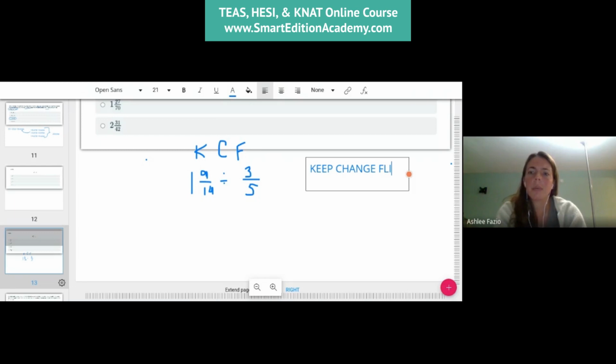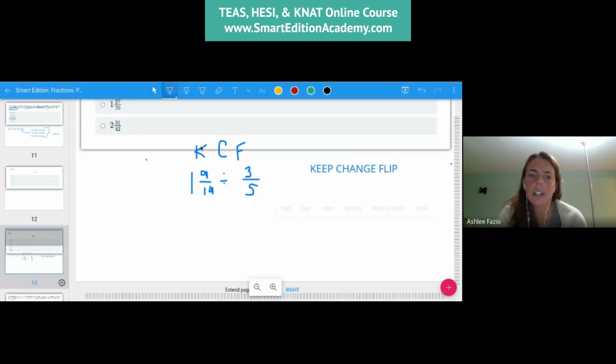change, flip. Okay, so basically what we do when we use KCF to divide is we keep the first one. We don't have to change that one at all. That one stays the same. So 1 and 9/14. Okay, and then I change my division symbol to multiplication. And then I flip 3/5, I just flip-flop those places to 5/3. Okay, keep, change, flip. So now I go through the process of multiplying fractions.